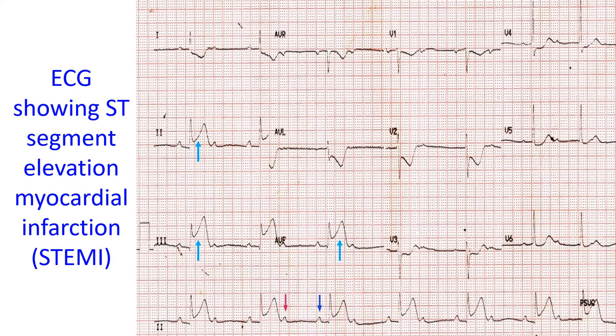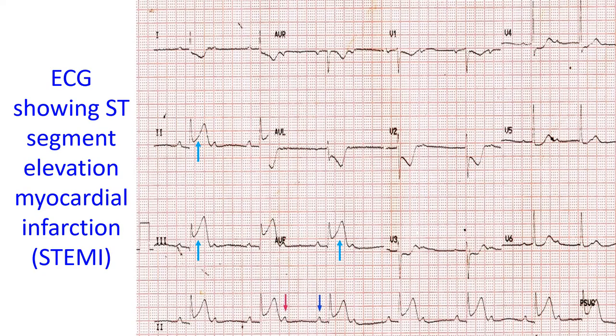Technical term for a heart attack is myocardial infarction. There are basically two types of myocardial infarction on ECG. One shown here is ST segment elevation myocardial infarction, popularly known as STEMI. Here the ST segment is seen elevated in leads 2, 3 and AVF marked by light blue arrows.